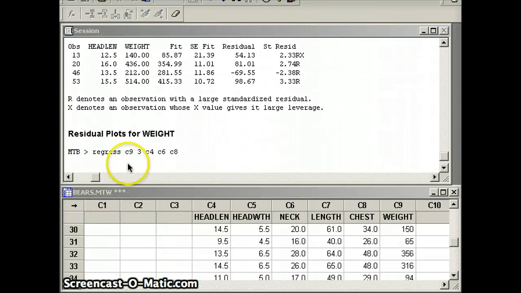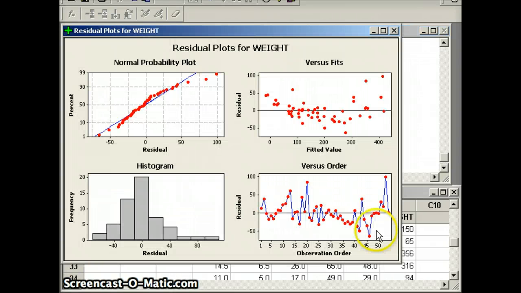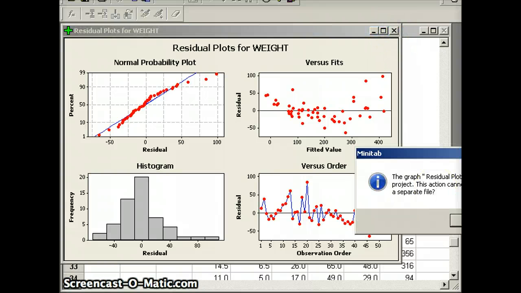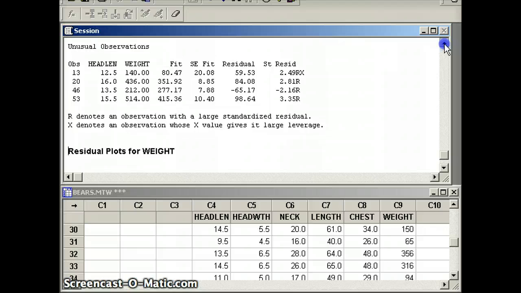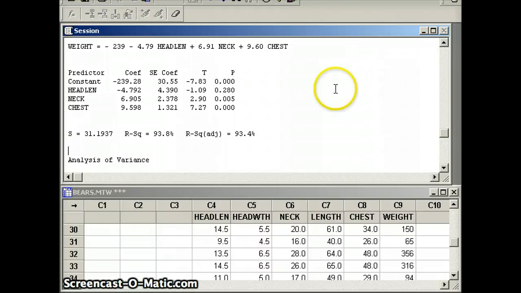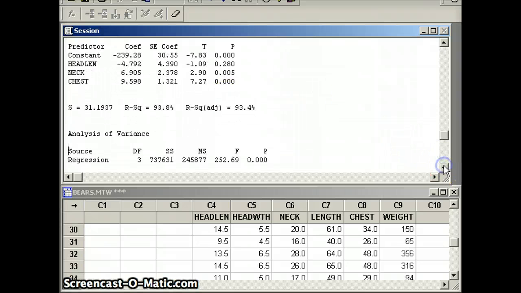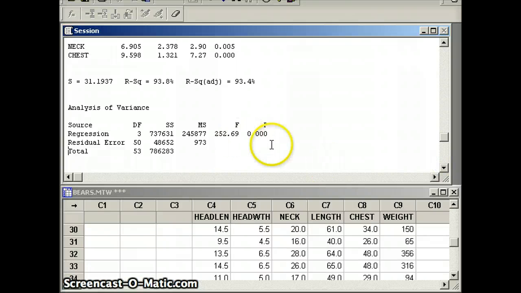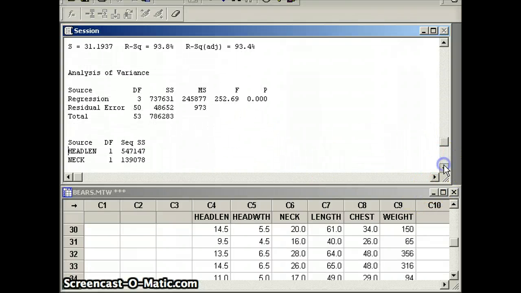So here I'm saying regress C9, weight, on 3 variables, this time C4, head length, C6, neck, and C8, chest, and let's see what these results look like. So this time we have an R-square of 0.934. Neck and chest are certainly very good predictors. Head length gives me a p-value of 0.280. I could throw that out, and I could just use neck and chest, but I think I'm going to leave in the third variable just to give us a little bit more information. You'll notice my analysis of variance, F is very large, so we have significance there as well.